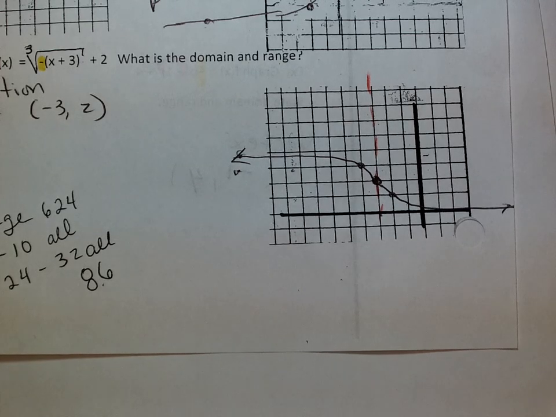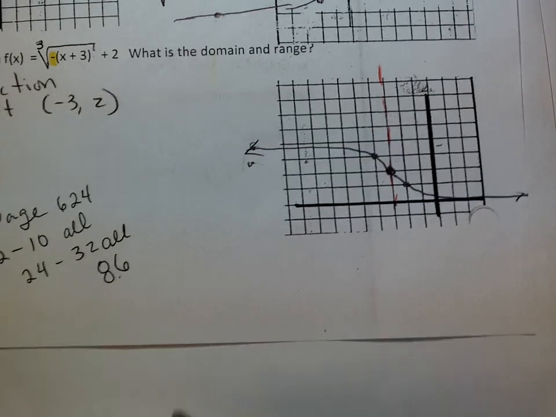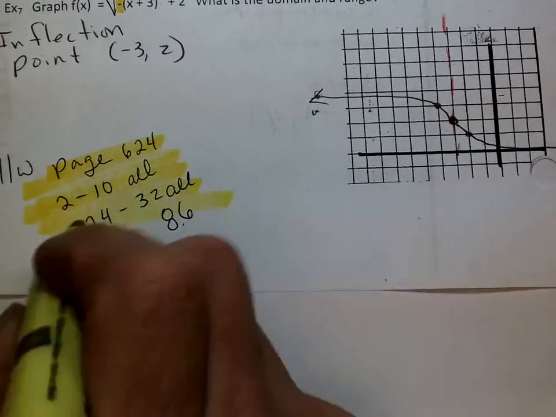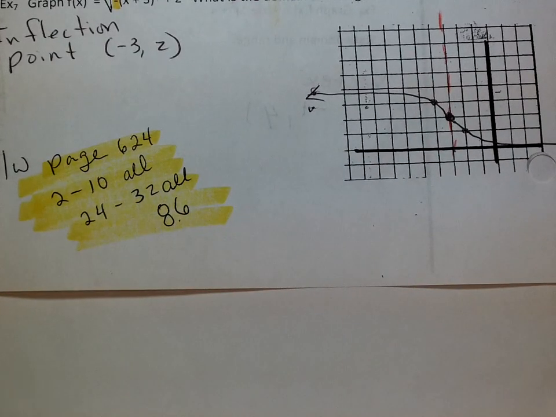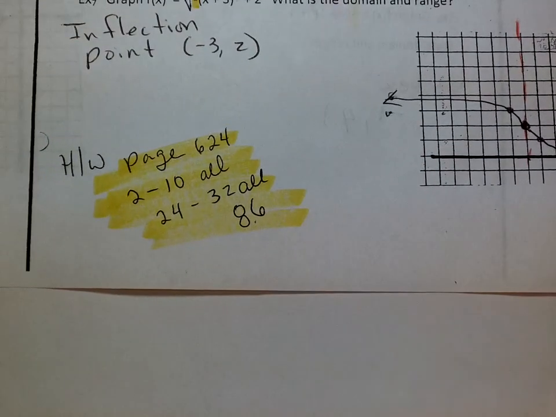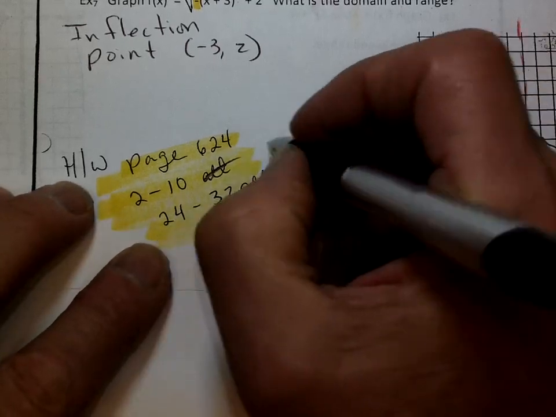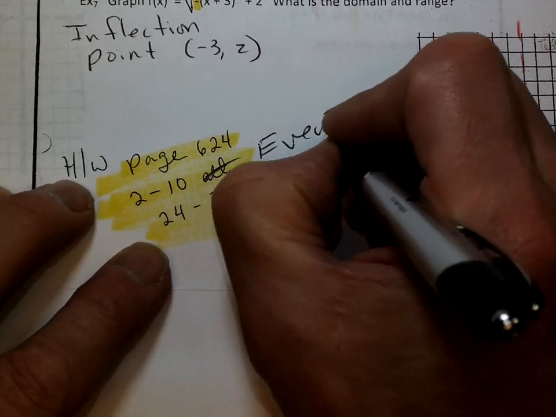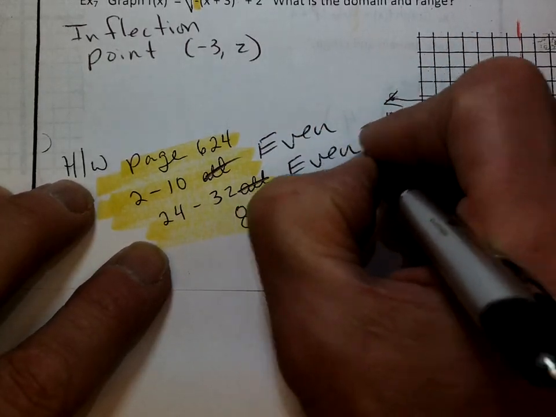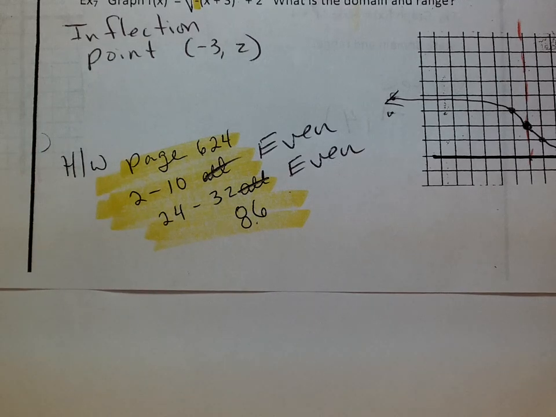So, homework, and we do have time. We've got 15 minutes. Page 624, 2 to 10 all, 24 to 32 all, and I could change these to evens. I'm going to change these to evens. How's that? Even and even. Does that sound nicer? Evens.